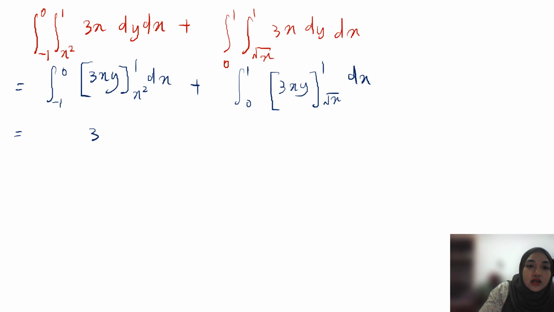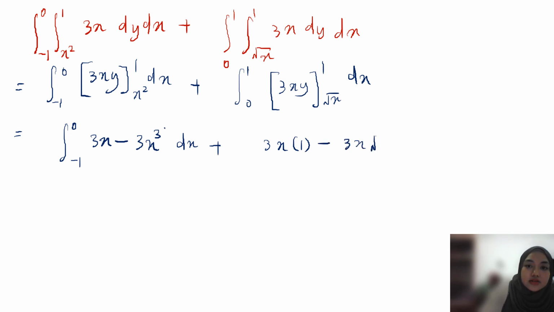Okay, so 3y minus, you put it in here. 3y or 3x? 3x, I'm the one who is confused. So 3, you put it in, okay, you can put it in. Okay, so 3x minus 3x cube, dx, oh sorry, negative 1, 0, plus this one, you will get 3x1 minus 3x to the third x.